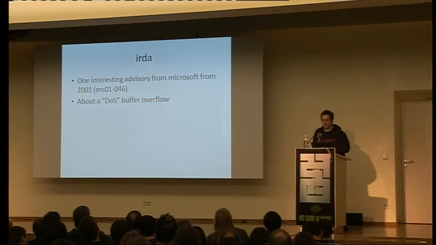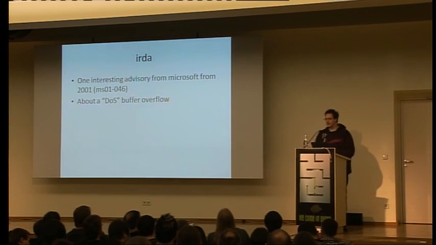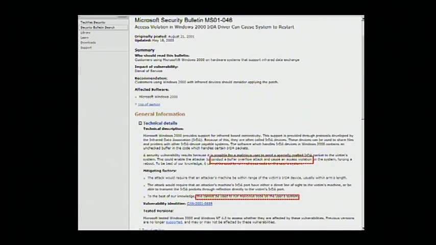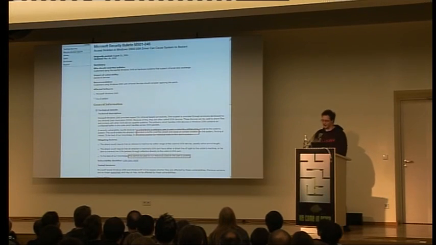When I started looking at some of the IrDA stuff, the first thing you do when you hear about something is Google it and see what comes up. There's a very interesting security advisory that came out from Microsoft about a decade ago about a denial of service buffer overflow in their IrDA stack in Windows 2000. The advisory says it's the IrDA stack, and it can conduct a buffer overflow and cause an access violation in the Windows kernel. And then they go on to say, this cannot be used to run malicious code. Absolutely cannot be used. I don't know about that.